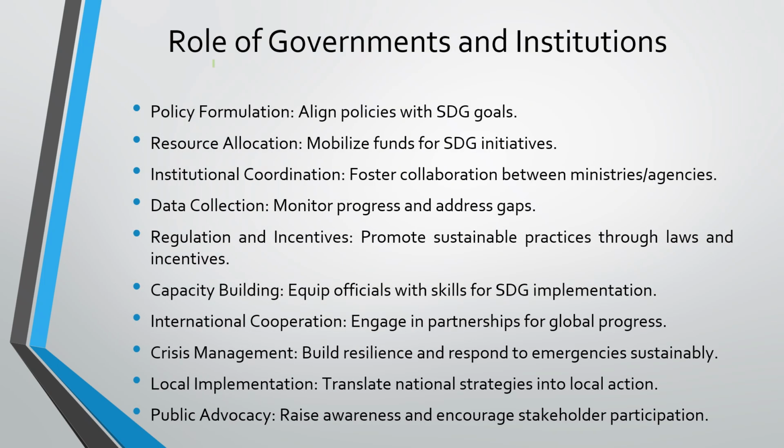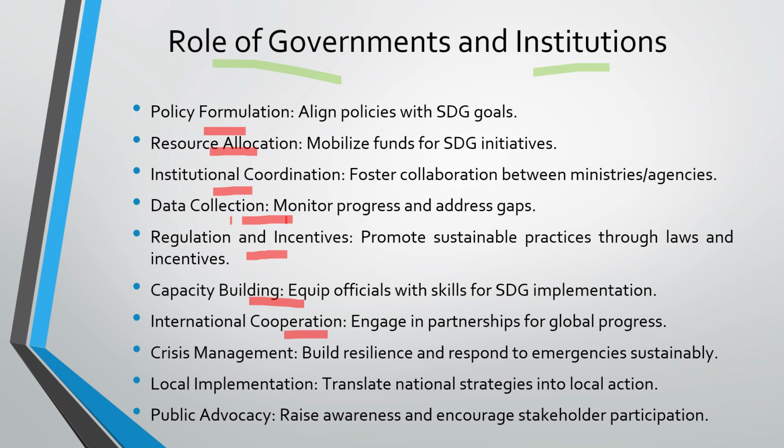So how can the government and institutions work with the SDGs? They can work with policy formulations, resource allocations where they mobilize funds for SDG initiatives, institutional coordination, foster collaboration between ministries and agencies, collect data, monitor progress, regulation and incentives, promote sustainable practices through laws and especially through incentives, capacity building, which is to equip officials or train them for SDG implementation.